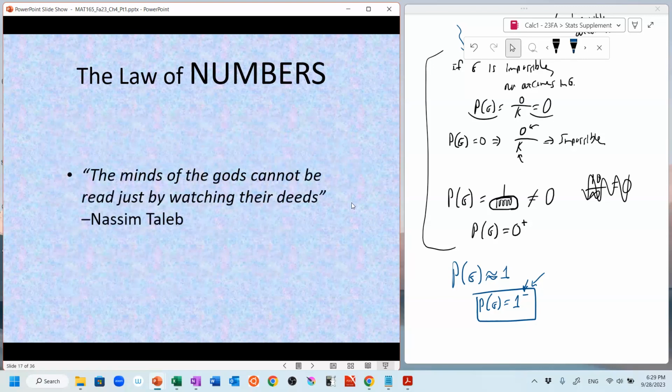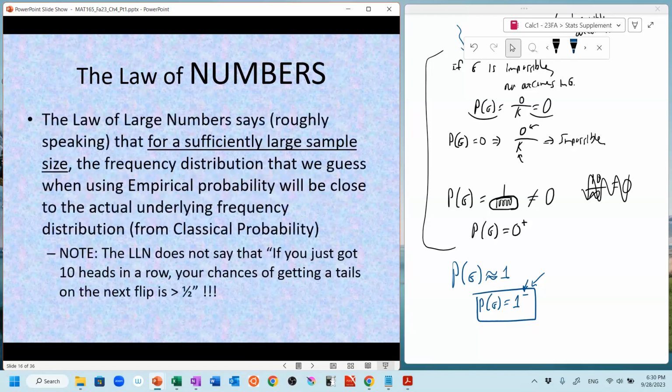And then, I like this quote from Nassim Taleb. He was a hedge fund manager and made a whole bunch of money in hedge funds, and he wrote a book called The Black Swan. He's written a couple other books. The Black Swan has nothing to do with the ballet movie that came out some years ago. But one of his quotes is that the minds of the gods cannot be read just by watching their deeds. So that's kind of what we're suggesting here, right?